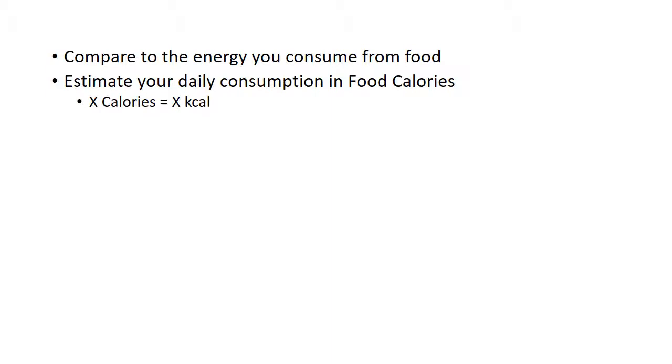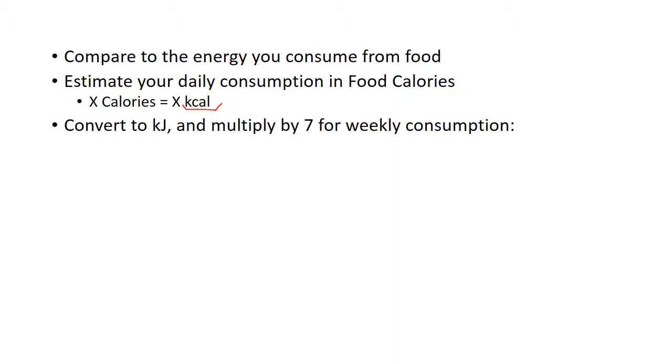So estimate your daily consumption in food calories. And just remember that whatever number you come up with is really equal to what chemists call the kilocalorie, not the calorie. So for instance, if it's 3,000 calories, that's really 3,000 kilocalories. And then we want to take that number and convert it to kilojoules, so we can compare with the number from the gasoline. And then we want to put it on the same basis and multiply by 7 for weekly consumption, because this is daily.